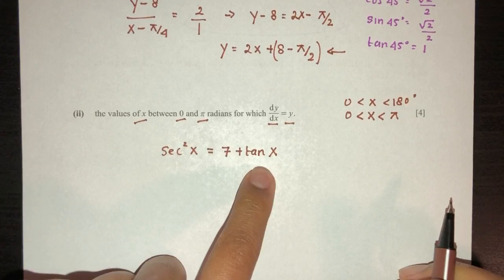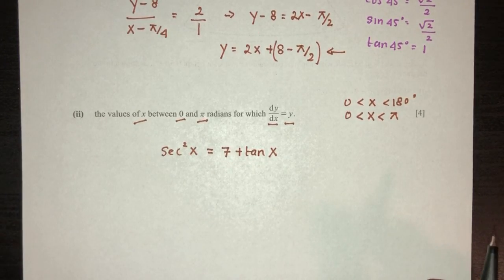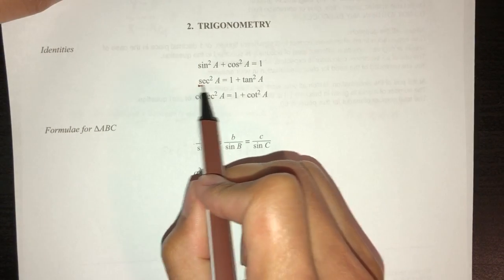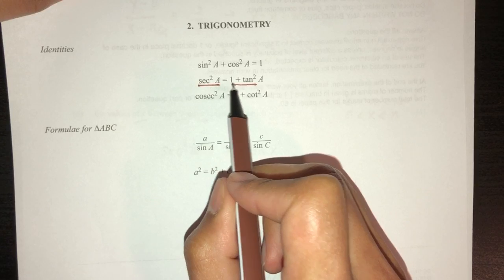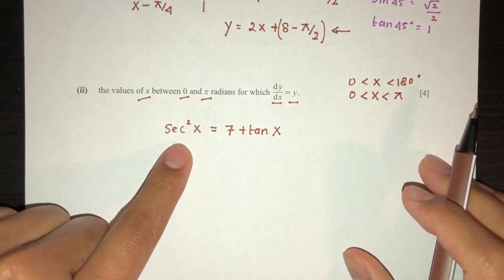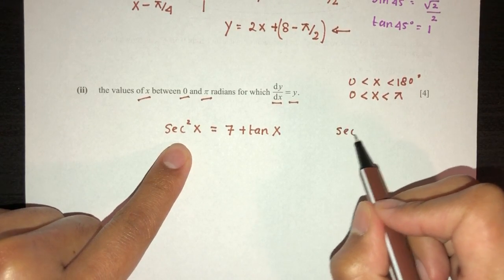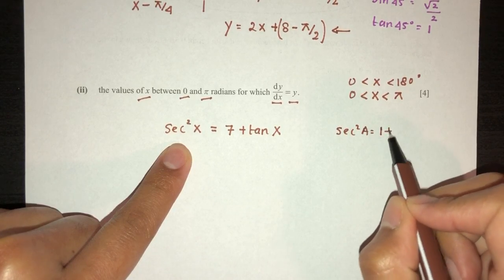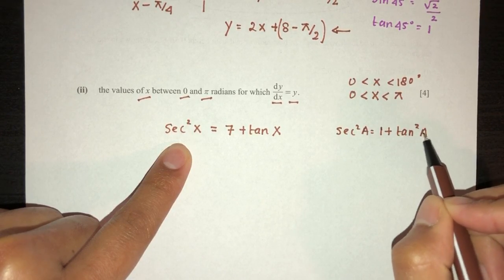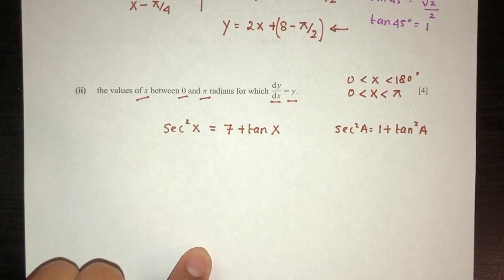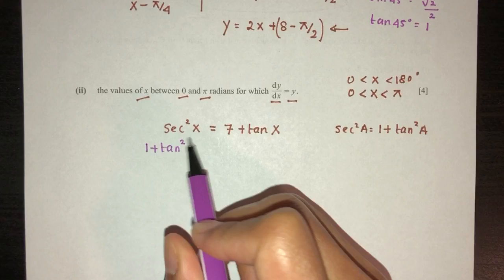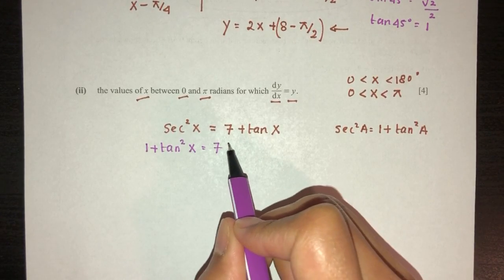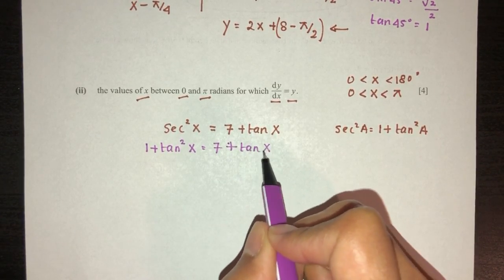Now if you have tan, you have sec square x. You have to know that we have a formula given to you on your first page. That should be this one: sec square a is equal to 1 plus tan square a. So replace, let's write this down, sec square a is equal to 1 plus tan square a. So for this, what is sec square x? That should be giving you 1 plus tan square x equal to 7 plus tan x.